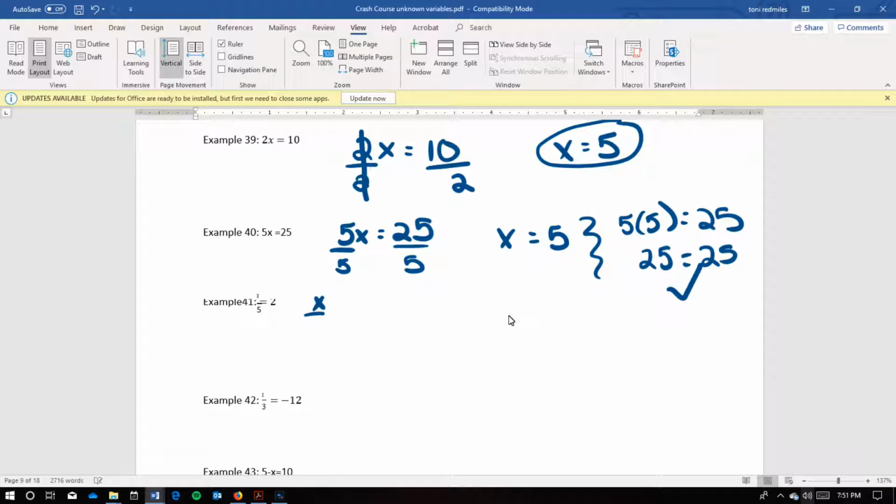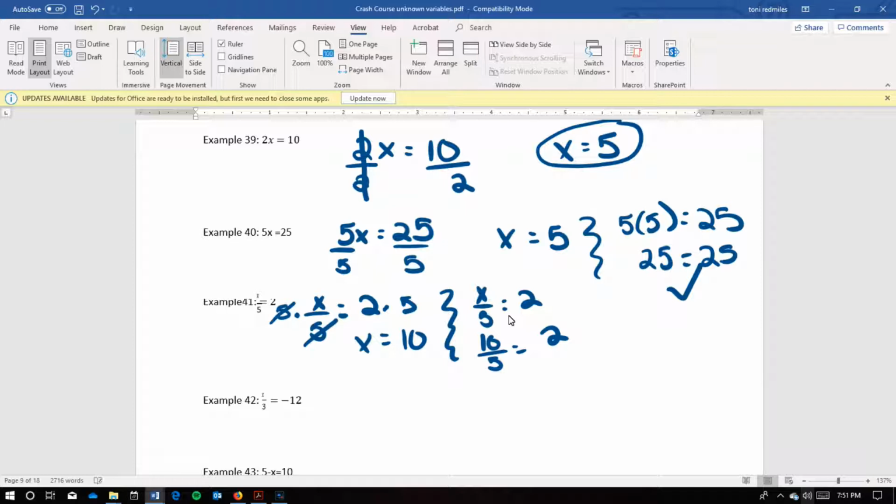All right, in this one, the 5 is dividing the x. So the opposite operation is actually to multiply it. And you got to do that to both sides. That means these are going to cancel, leaving me just with x. And 2 times 5 is 10. Now let's go ahead and check that one too. I'm going to fill in 10 into the spot of my x. 5 goes into 10 2 times. 2 equals 2, which checks out.